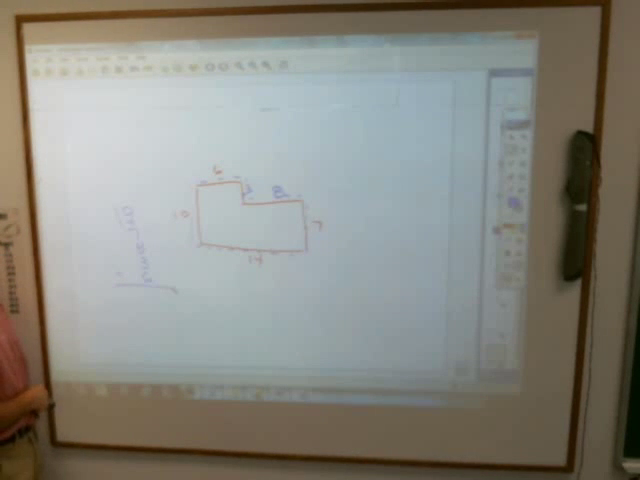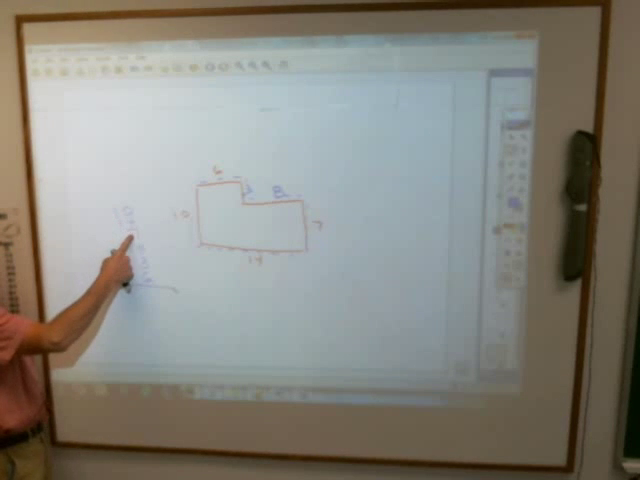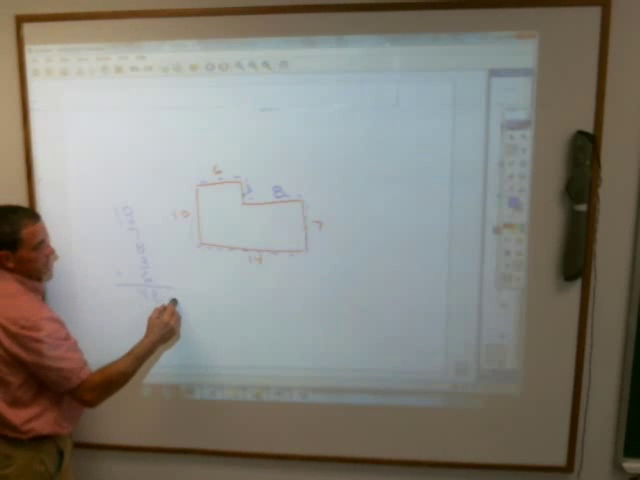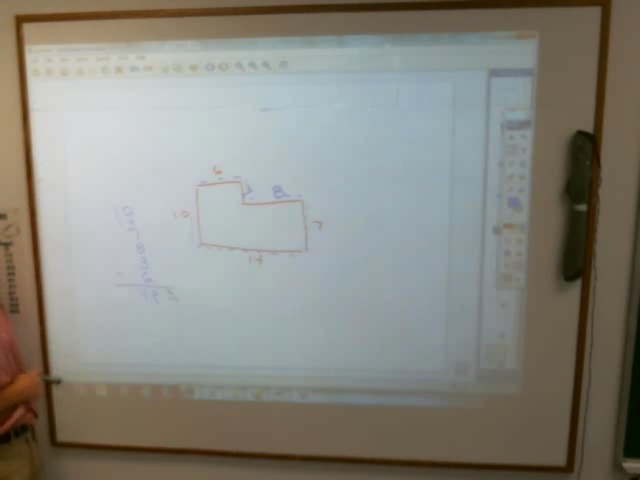Adding all that up together, anybody in your head? Not that you should ever do in your head. 24 and 7, 31, 39, 42, 48. Whatever it is, inches. And again, that's in just straight lines like that.